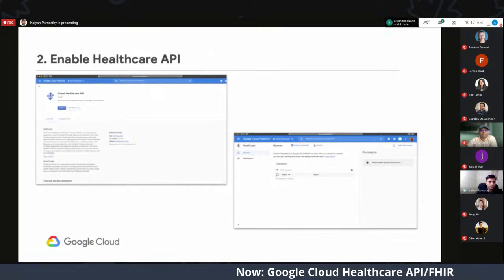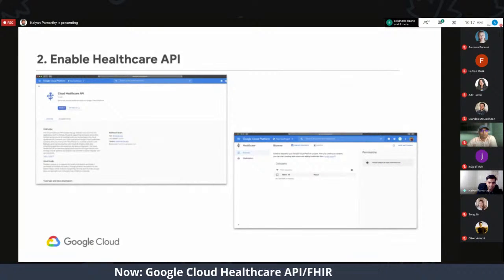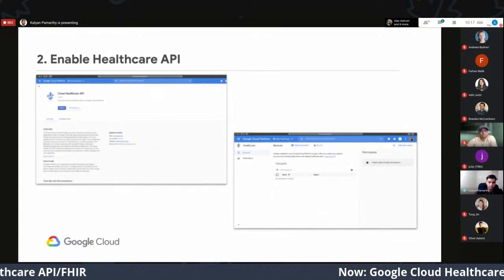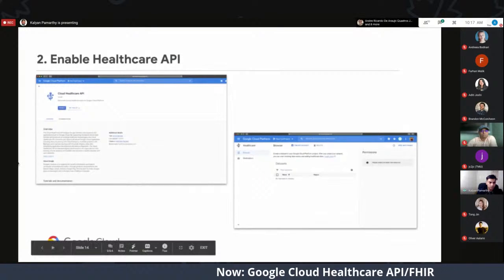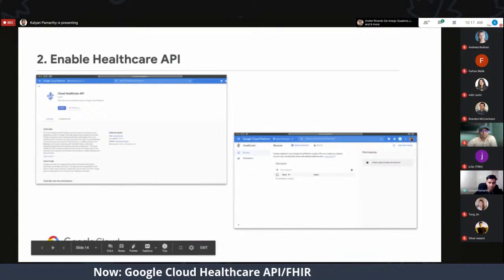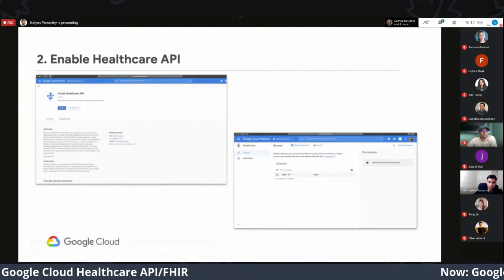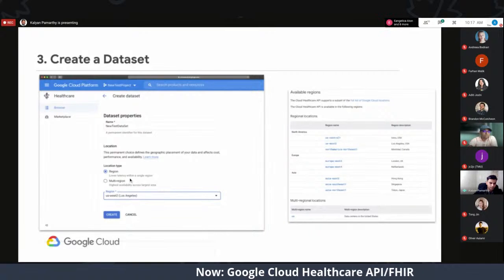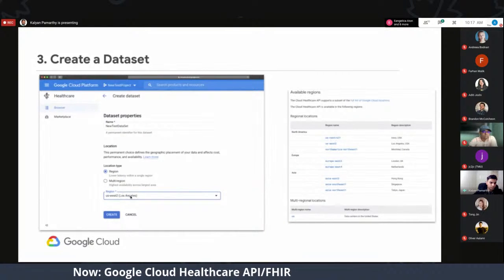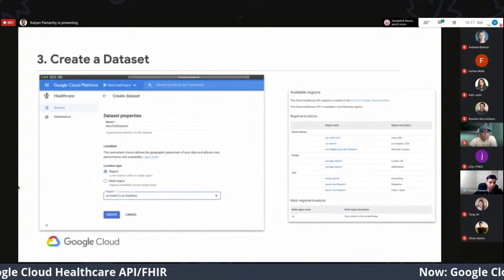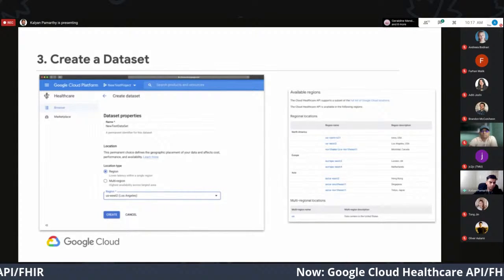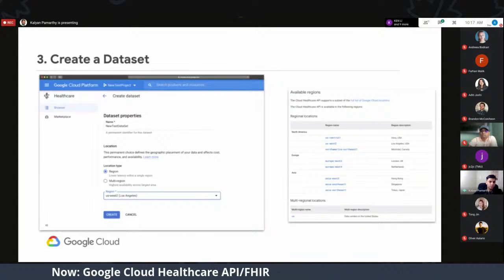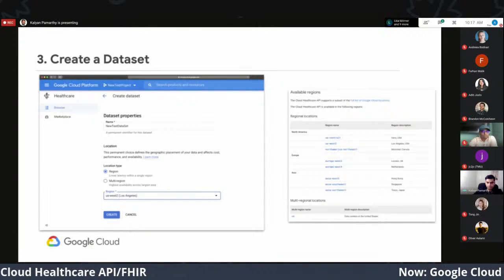Right? So once you enable the HealthKit API, you create a data set. Again, a data set is just a container for various data stores. So you'll see a lot of the options there. So you create a data set here. Again, you pick a name for your data set. I talked about location a little bit, so you can pick a region. If you're mostly based on the West Coast, you can pick US West 2. If you're on the East Coast, you can pick the East Coast region. So you're working in a region that's closer to where you are located.